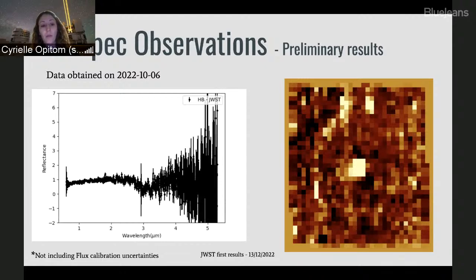The level of signal that we have is consistent with what we expected. So this is the first great news. And we have sufficient signal-to-noise ratio, even in unbinned data that are showed here, to see an absorption band around 3 micron. That's relatively clear.